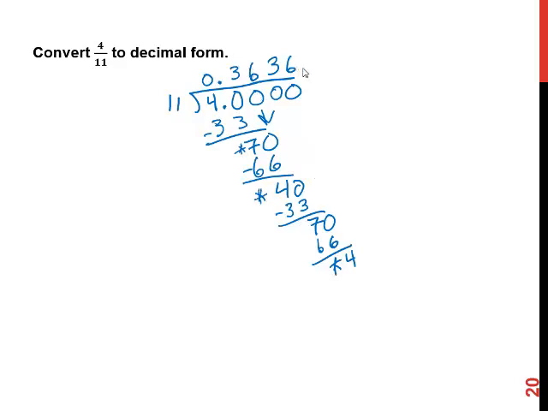And we see the pattern here. This is going to go 3 6 3 6 3 6. So to write this as a repeating decimal, we will say it is 0 point, and the 36 is what is repeating. So we'll put a bar over both digits.